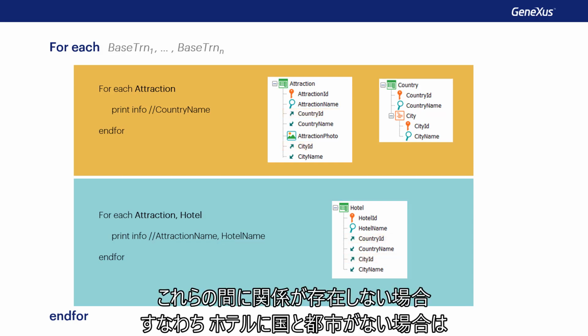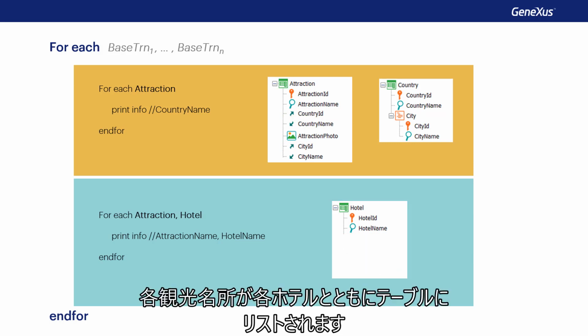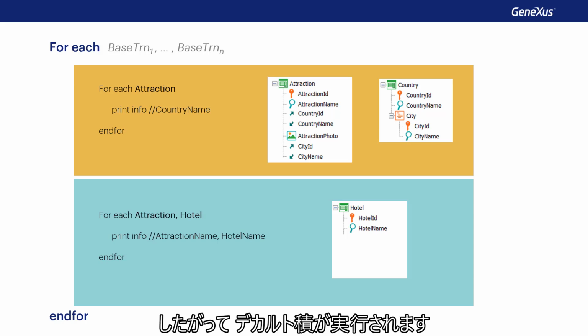If they didn't have this relationship, for example, if the hotels didn't have a country and city, each attraction would be listed with each hotel in the table. Therefore, a Cartesian product will be made.